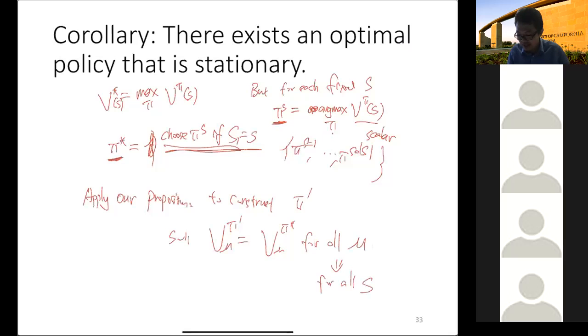Okay, and by the construction, this pi star is fully stationary. It doesn't depend on the initial value. Okay, so I hope that clarifies the question, and this is also where I'd like to stop here.